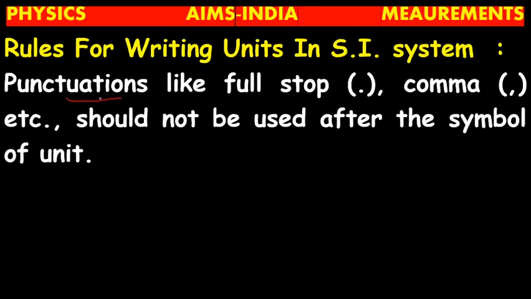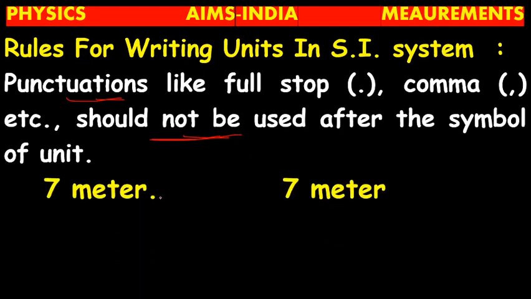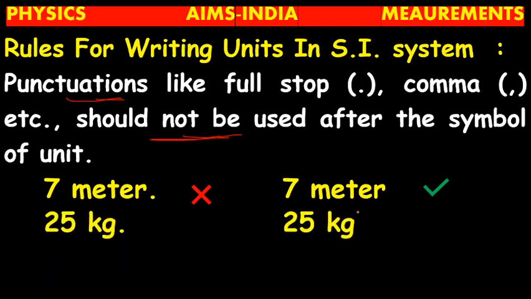Next, punctuation marks like full stop, comma should not be used after the symbol of the unit. 7 m full stop is wrong. We have to represent it as only 7 m without full stop. 25 kg full stop is wrong. 25 kg, that's all. 6 N full stop is wrong. 6 N. Like that we have to represent.